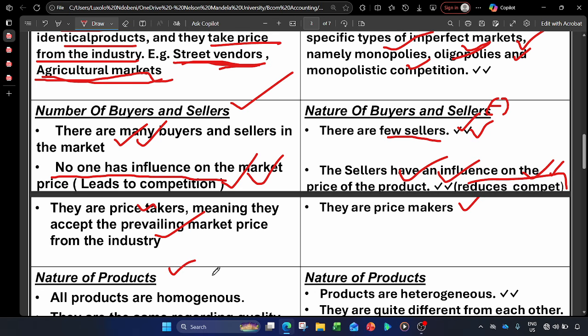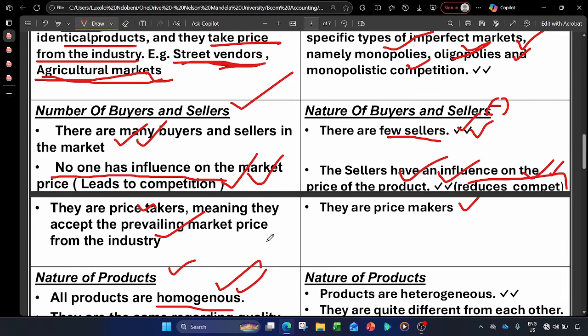So when it comes to the perfect market, let's start with the perfect. The products are homogeneous. You'll get 2 marks for saying that. What do you mean when you say products are homogeneous? Because in section B, if this is not asked as an essay, they will ask you, can you define the term homogeneous?